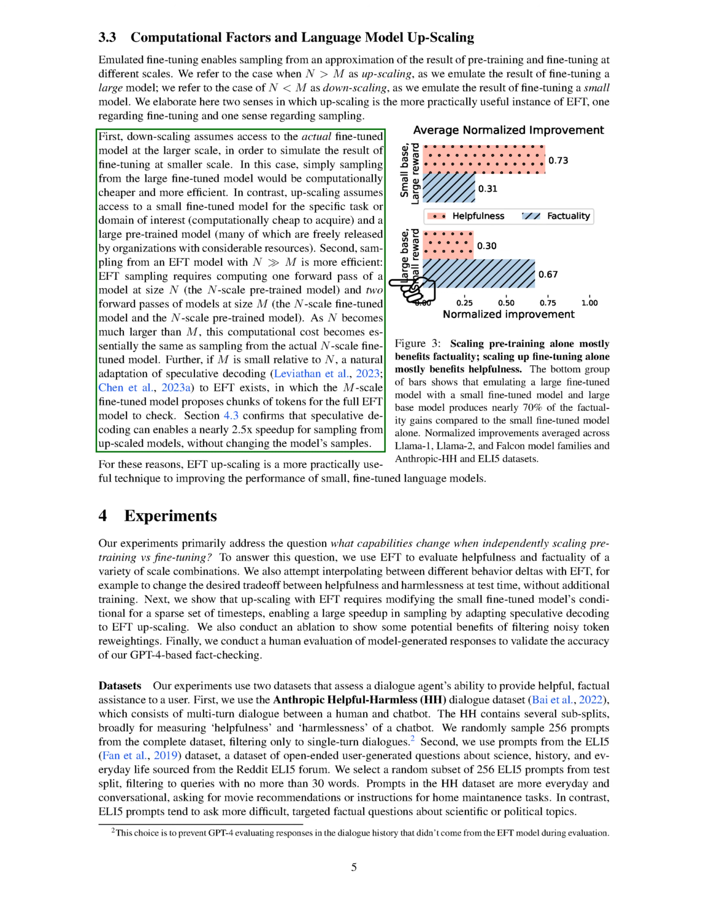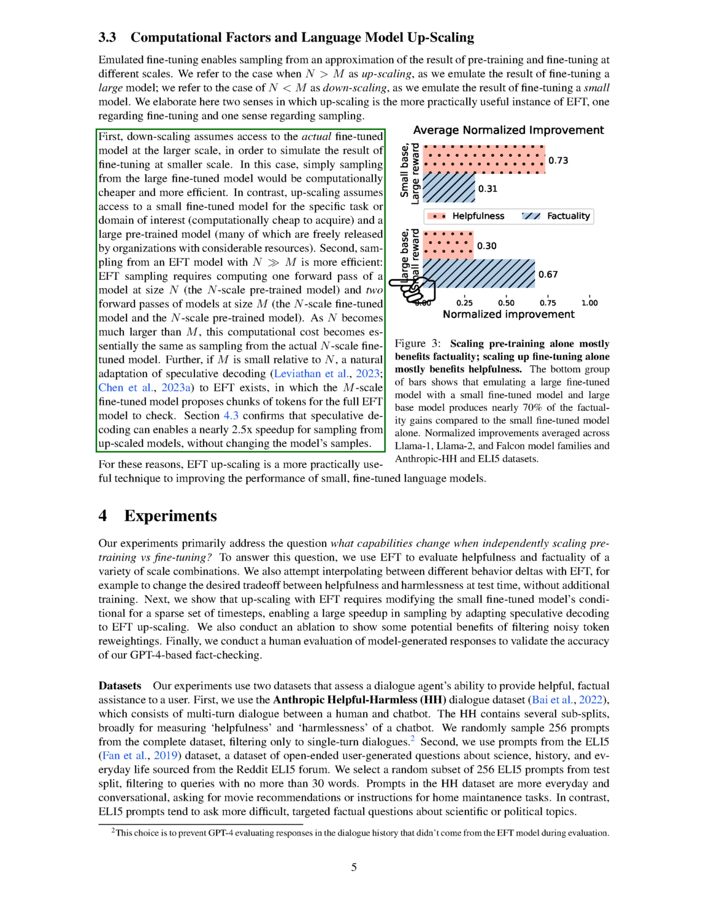On the other hand, upscaling assumes we have access to a small fine-tuned model for a specific task or domain, and a large pre-trained model, which are often freely available. Second, sampling from an EFT model during upscaling is more efficient. It requires one forward pass of a model at the pre-training scale and two forward passes of models at the fine-tuning scale. As the pre-training scale becomes much larger than the fine-tuning scale, this computational cost becomes essentially the same as sampling from the actual fine-tuned model at the pre-training scale.